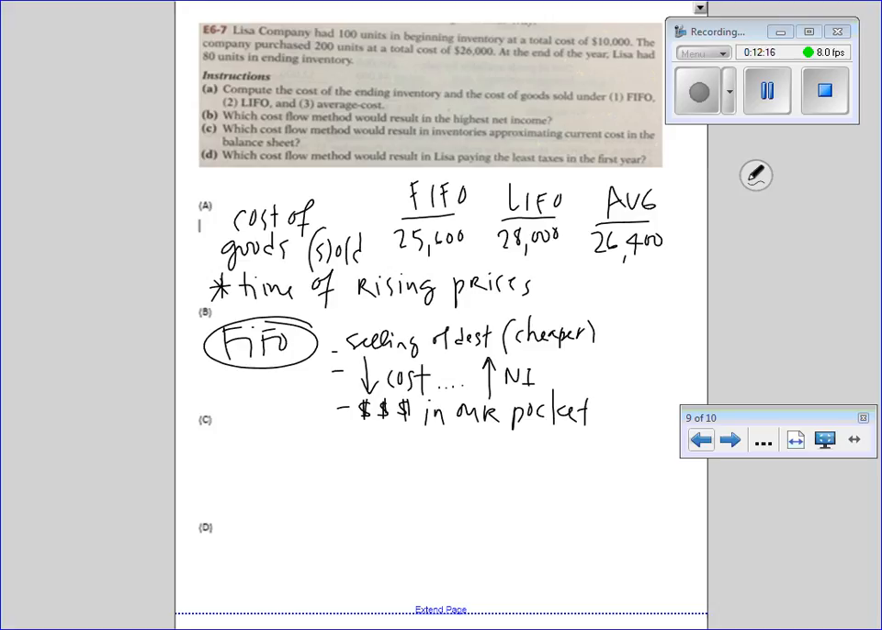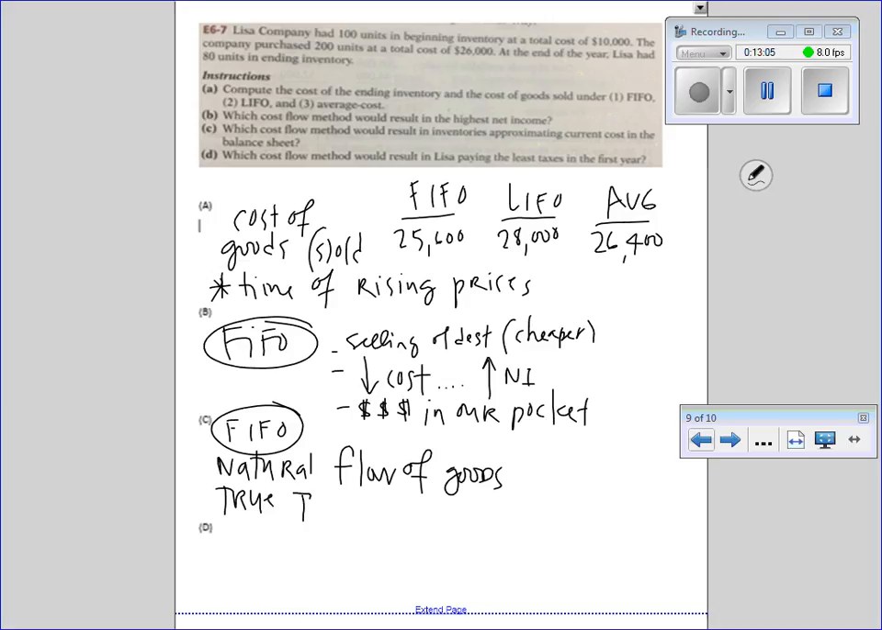C: which cost flow method would result in inventories approximating current cost on the balance sheet? Okay, we haven't talked about that yet. That's coming in tomorrow's lesson, but let's talk about this. It's actually FIFO. Why? Because it's more of the natural flow of goods. If I buy something, I want to try to sell that before I sell something I more recently bought. As far as the costing methods, FIFO is the most natural flow, and it ends up being true to the current costs.